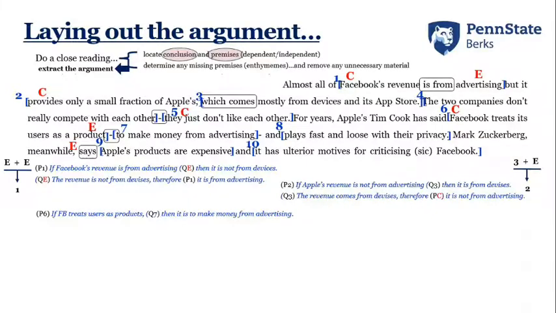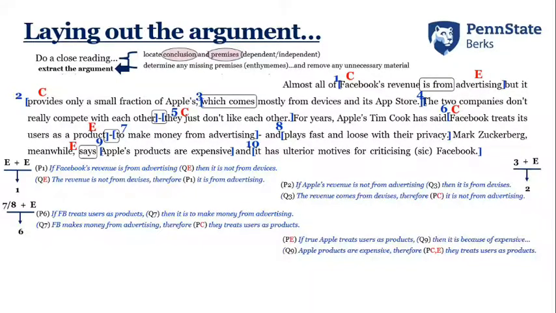Now, if Facebook treats users as products, then it is to make money from advertising. Facebook makes money from advertising, therefore they treat users as products. So I'm going to throw in both 7 and 8, and you add that to the enthymeme, and you're going to come up with the conclusion 6, that Facebook treats users as products. I mean, that was the goal. They want to show you, hey, this is what's wrong with Facebook. They treat their users as products.